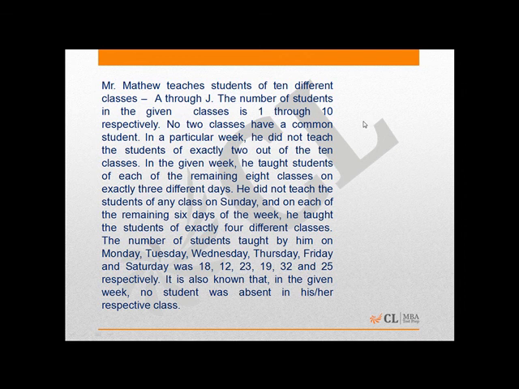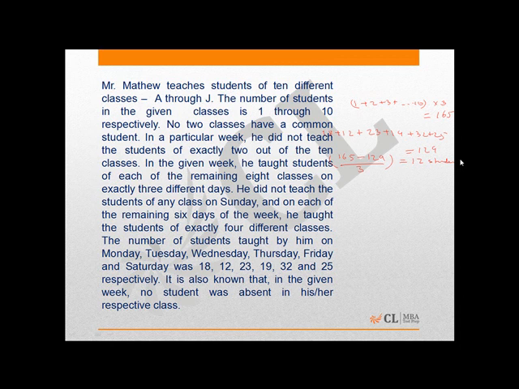Look, in a general scenario, if he would have taught all the 10 classes, how many students must he have taught? 1 plus 2 plus 3 up to 10 into 3, that is 165 students he must have taught. But actually, how many did he teach? He taught 18 plus 12 plus 23 plus 19 plus 32 plus 25, that is 129 students. That means he did not teach 165 minus 129 divided by 3, that is 12 students.